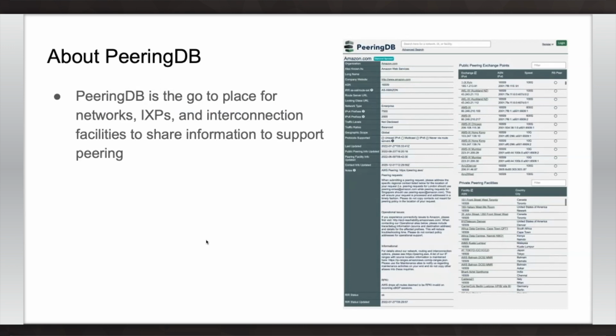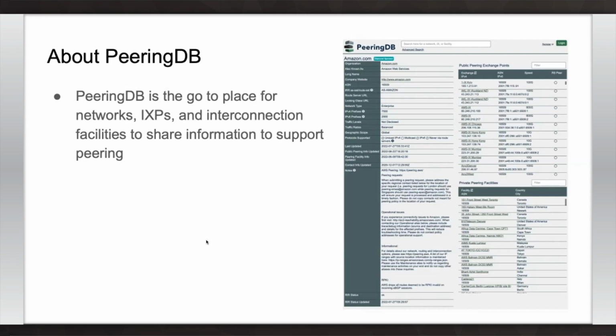You can sort of think of PeeringDB as like a specialist Yellow Pages for interconnection. I've got an example here of a record for Amazon, and it shows you the kind of information that we have: the AS number for the network, the internet exchange points where they have a presence, and interconnection facilities where they have a presence, that kind of thing.